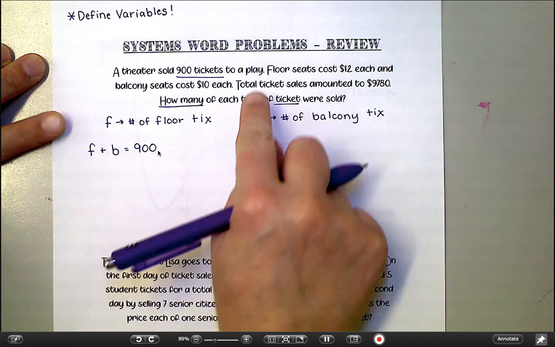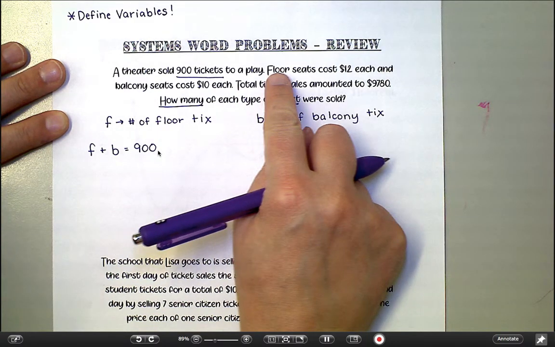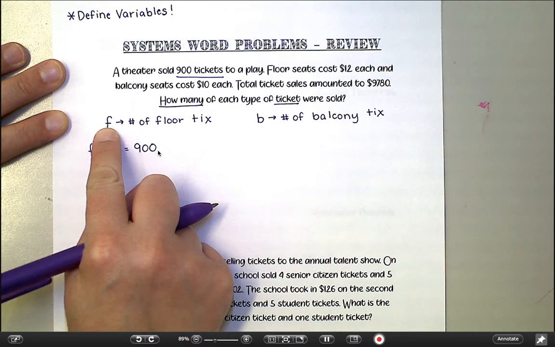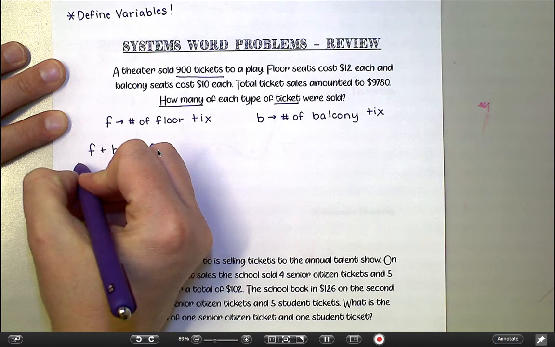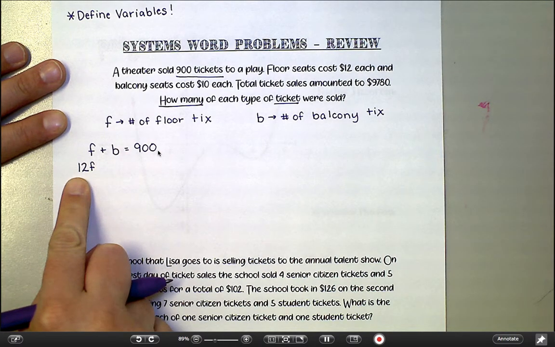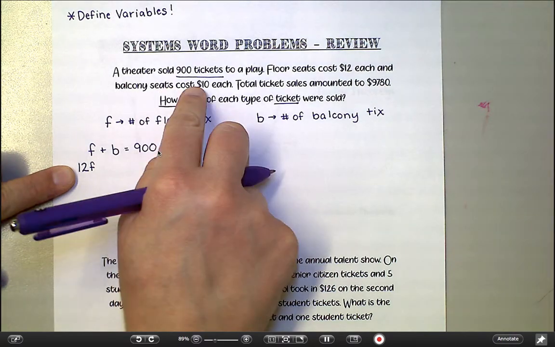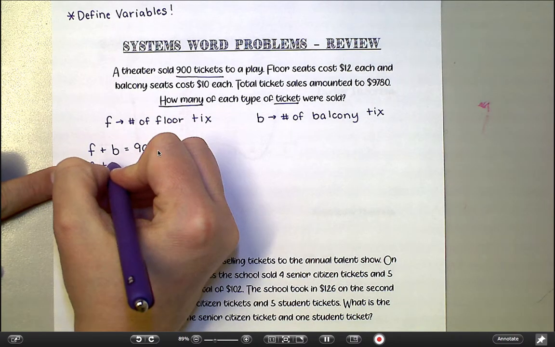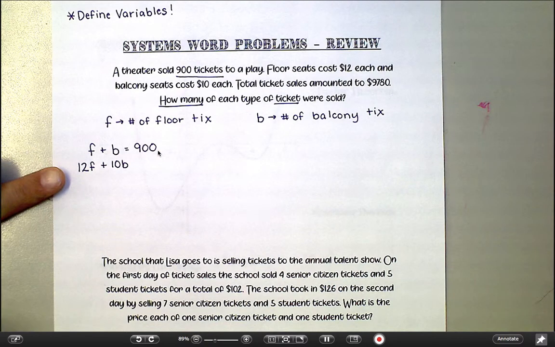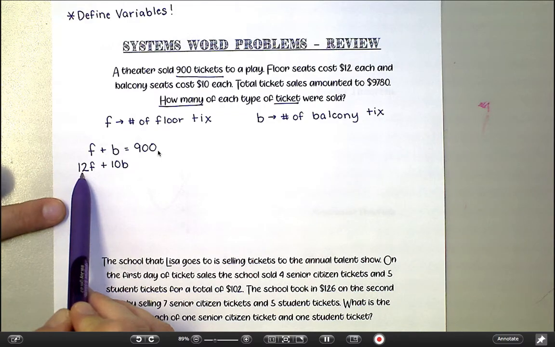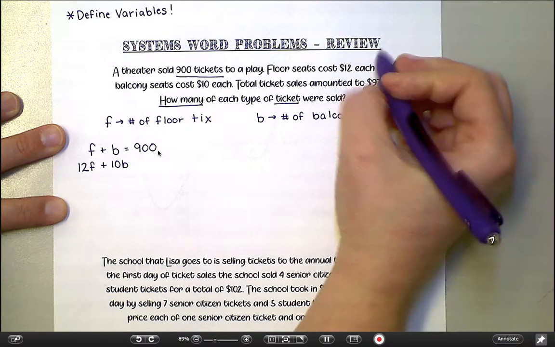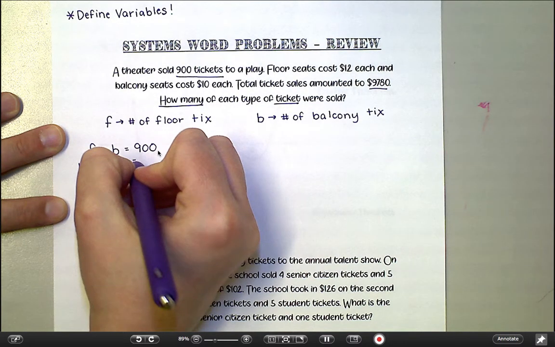Now I'm going to start dealing with the cost. So floor seats are $12 each. So if I have F floor tickets and each one costs $12, then this represents how much money I'm making off the floor tickets. And then I've got balcony tickets, which are $10 each, and that's how much money I'm making off the balcony tickets. So if I add together the money that I'm making on the floor tickets and the money that I'm making on the balcony tickets, it should be my total amount of money, which is this here, $97.80.